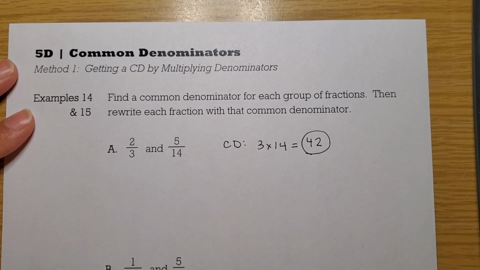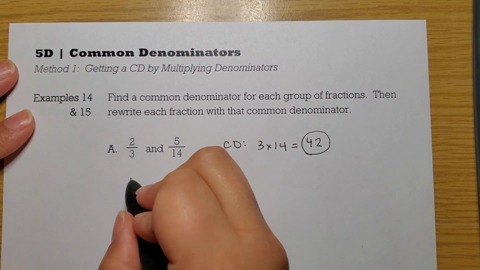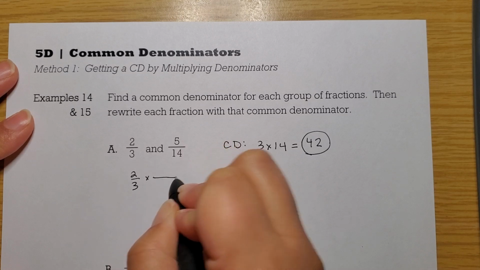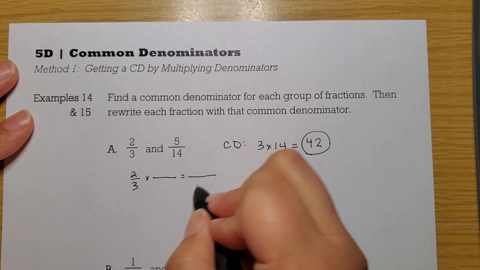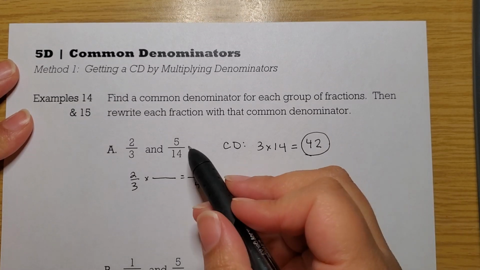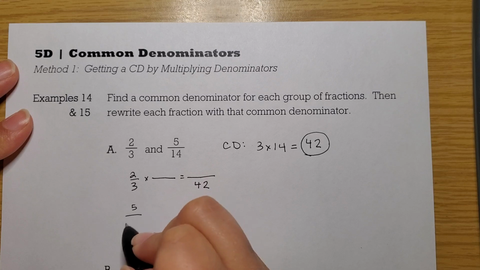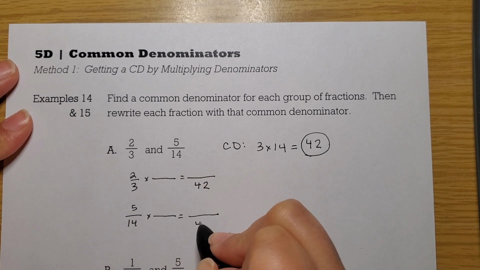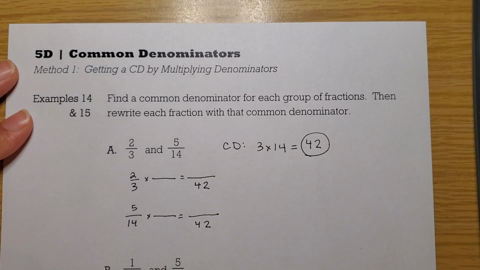Now, in this case, they also want us to rewrite the fractions with the denominator of 42. So let's go ahead and do that. We want to take 2/3 and multiply it by something so that we end up with a fraction that has a denominator of 42. And we want to take 5/14 and multiply it by something so we get a denominator of 42.